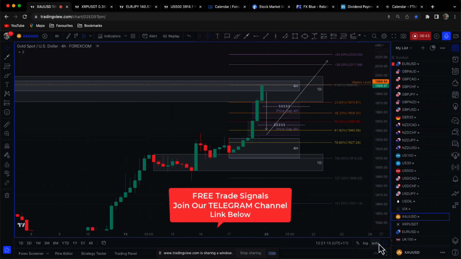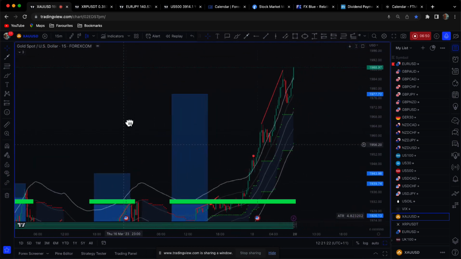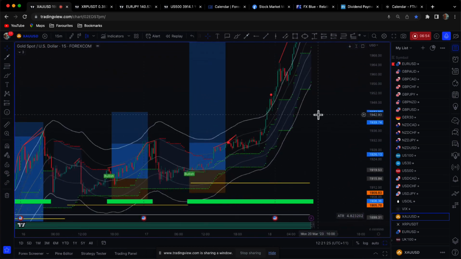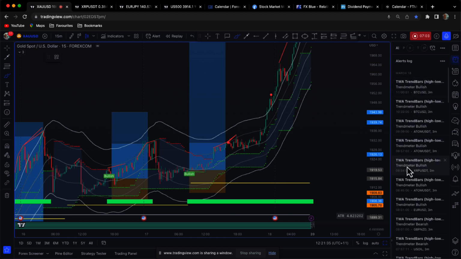So what we'll do is we're going to go down to a 15. I've marked a couple of these up. So we'll just have a look at this 15-minute chart. And at the moment, we've got a strong bullish trend, and these opportunities that we see here, if we go over here and click the alerts log, these are the alerts going off, giving us these opportunities.